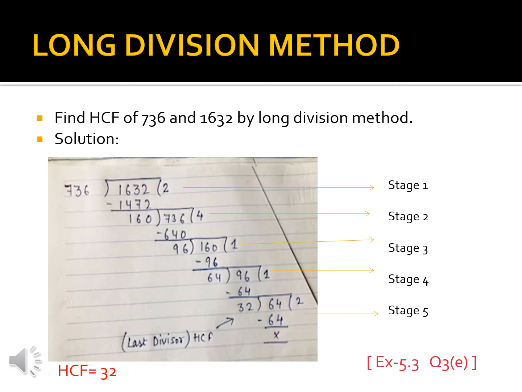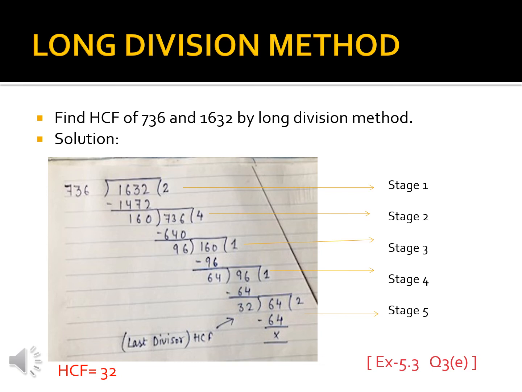Now again, you have to make it a new problem. 96 is the remainder. Now it becomes a divisor. Make a new division sign at the right hand side of 96. And the dividend place is empty. Write down the previous divisor. The previous divisor is 160. So we write down 160 in the place of dividend. So here at the third level, 160 becomes the dividend and 96 becomes the divisor.